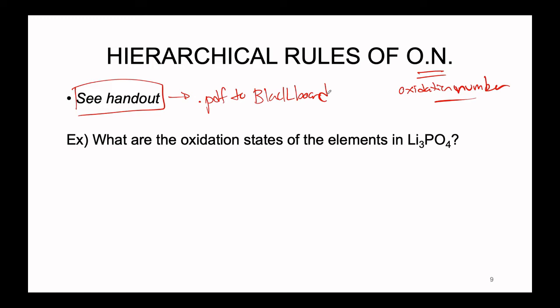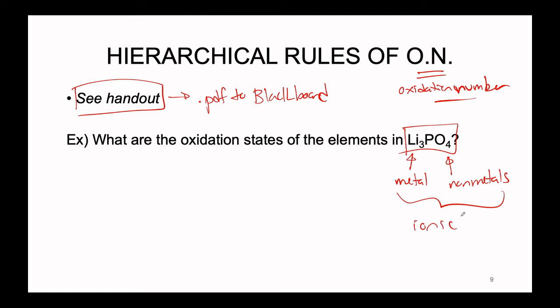All right, so as a quick reminder or review, we're going to discuss what the hierarchical rules mean and how we use them to determine the oxidation numbers of the elements in lithium phosphate. Our first step is to determine whether this compound is an ionic compound or a molecular compound. Since lithium phosphate contains a metal and a bunch of non-metals, we can determine that this compound is ionic.